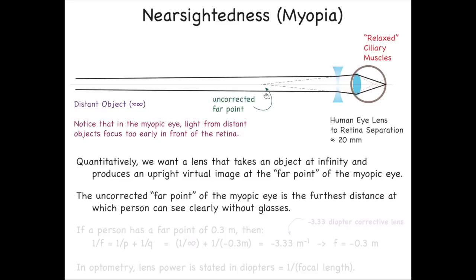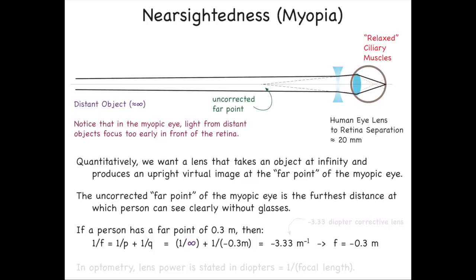The uncorrected far point of the myopic eye is the furthest distance at which the person can see clearly without glasses. For a person with normal vision, they can see very, very distant objects, and the uncorrected far point can be out at infinity. But for a person who has myopia, they can't see very far away. The furthest distance that they can see clearly, can get a sharp image, is the uncorrected far point. And if that's the furthest out they can see, then what you want to do is take the object that's way out here at infinity and make an image of it at the point where they can see clearly. So let's do an example.